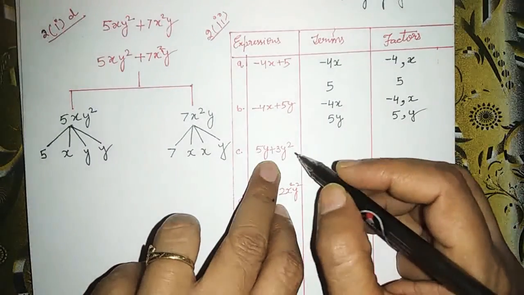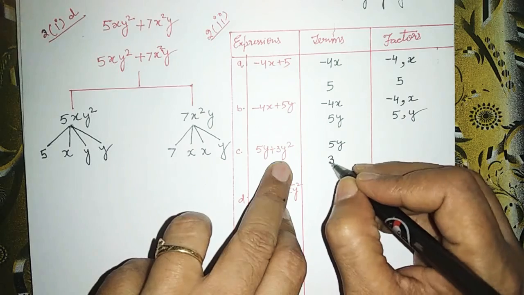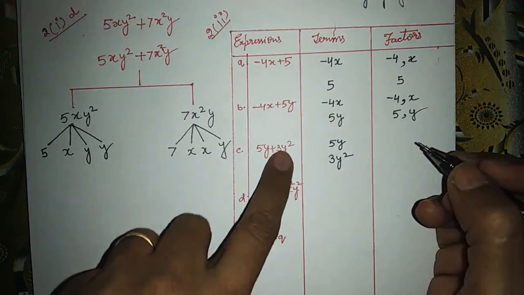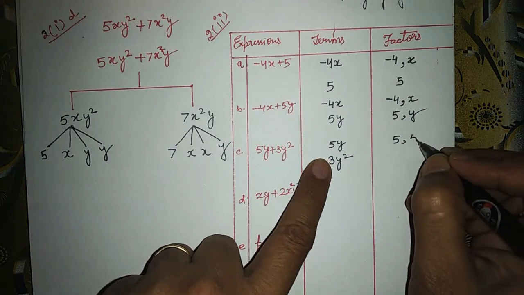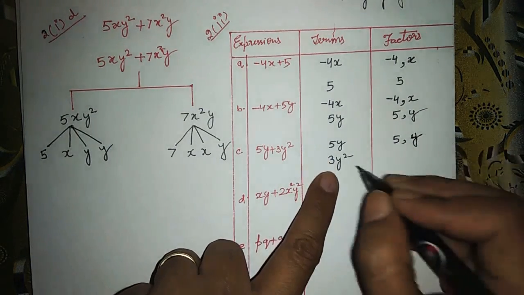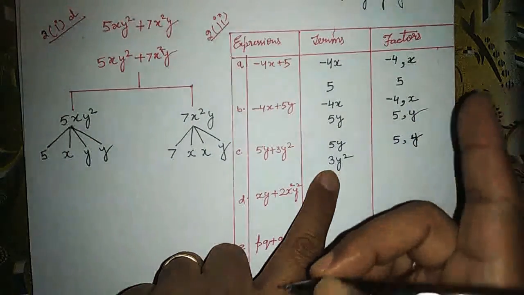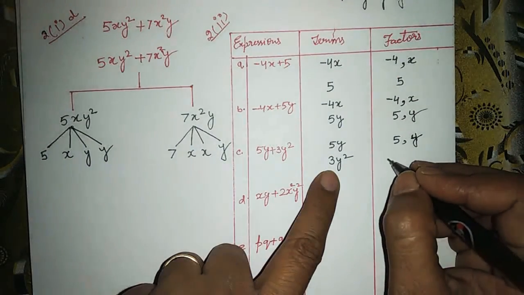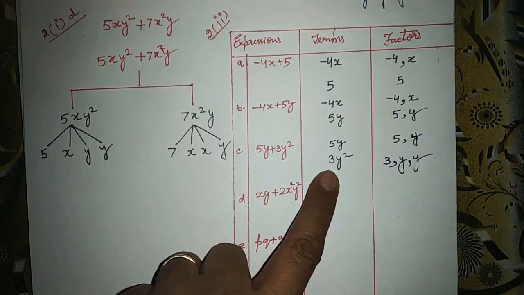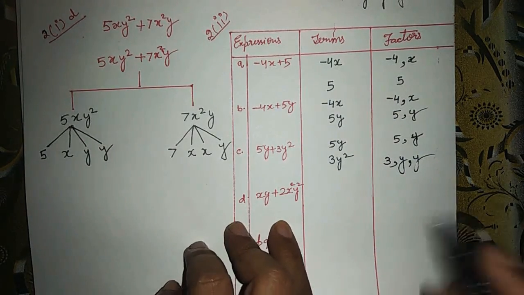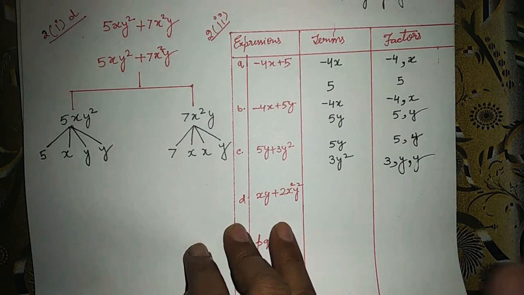Now see the C part of question number 2. Here 5y is the first term, 3y square is the second term. Now factors: 5, y. For 3y square, children, what we will write? 3, y, y. Because for 3y square, here you have got 3 factors.